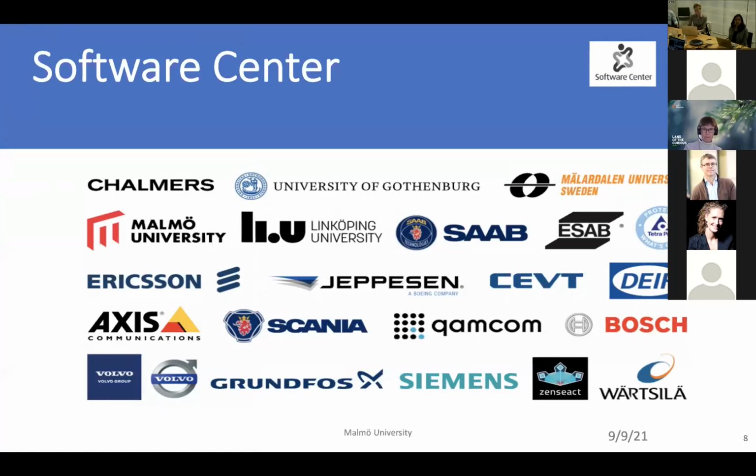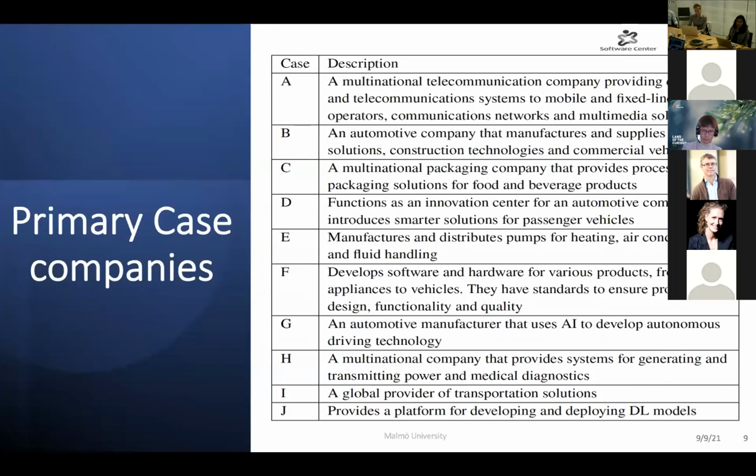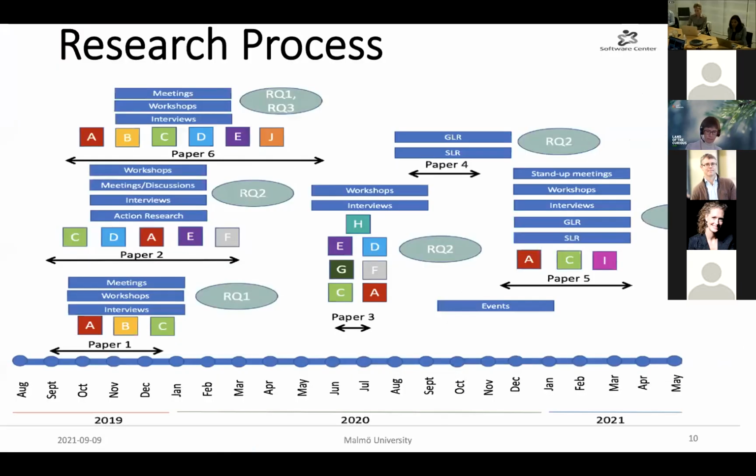The Endure project is done in the context of Software Center, a research collaboration between 17 companies and 5 universities. Out of the 17 companies, we consider 10 as the primary case companies where we actively collaborate on our research project. Others we consider as secondary case companies. Here you can see some of the case companies. They are from telecommunications, packaging, automotive, pumping, transportation solutions, and a platform for developing and deploying ML/DL models.